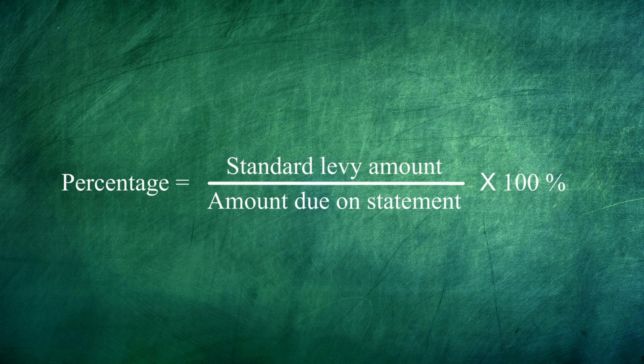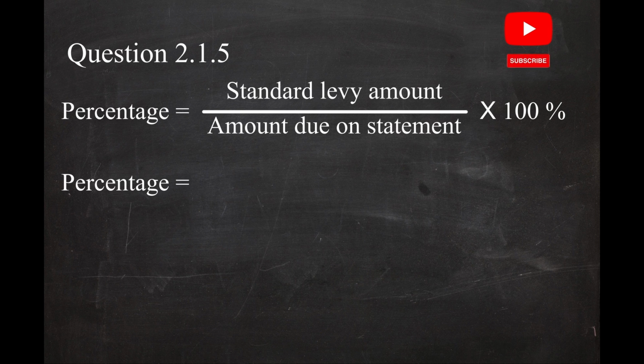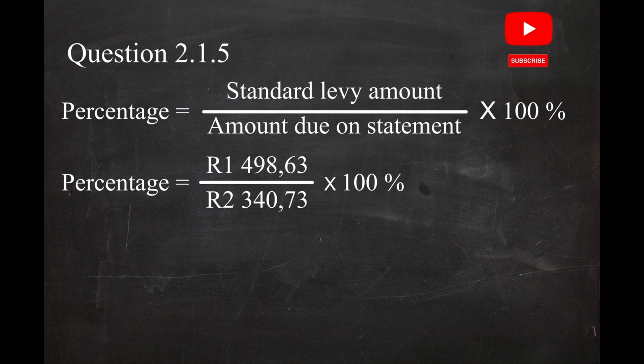You can use this formula to calculate the standard levy as a percentage of the amount due. So the percentage equals 1,498 Rand 63 cents divided by 2,340 Rand 73 cents multiplied by 100%, and this equals this value. Rounding this value to 2 decimal places will give you a percentage of 64.02%.